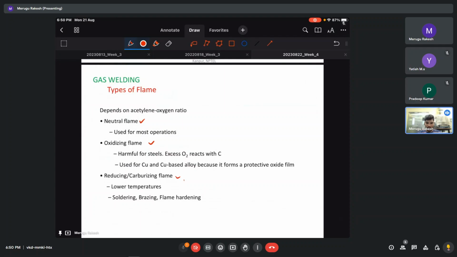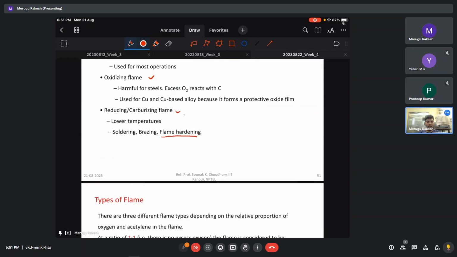I think you might have heard about flame hardening as well. This is used for low carbon steels, in which, if you heat the surface with this carburizing flame, the carbon is going to diffuse into the surface, and it is going to harden the surface.